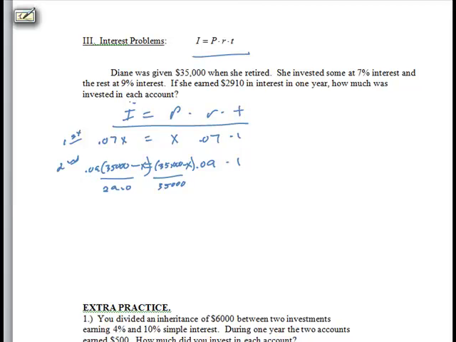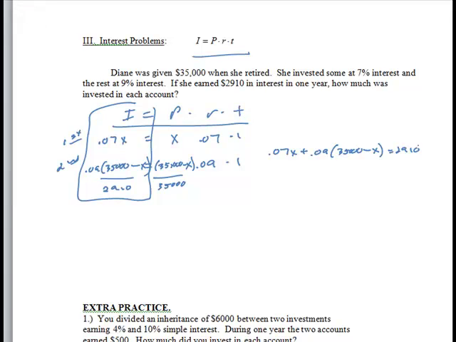So once we complete the table, we have an equation right there in front of us. These three interests, the amount of interest from the first account, 0.07x, plus the amount of interest from the second account, 0.09 times 35,000 minus x, is equal to the total amount of interest earned, $2,910. So solve this equation.